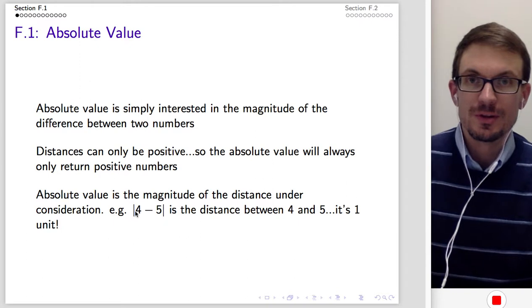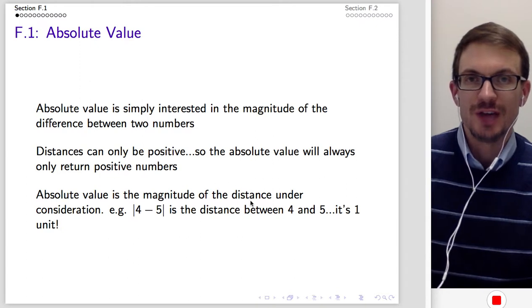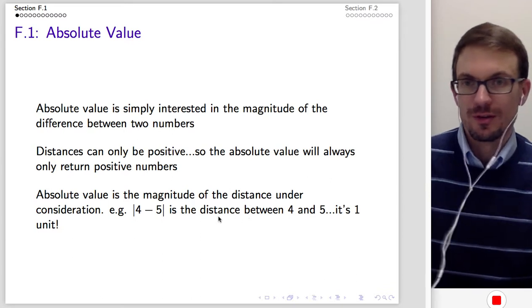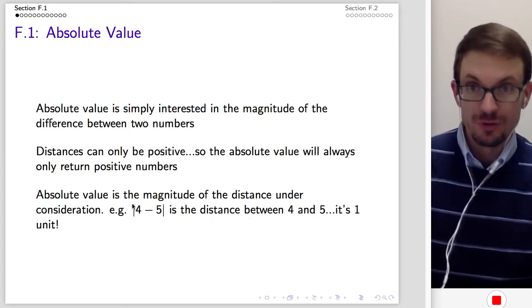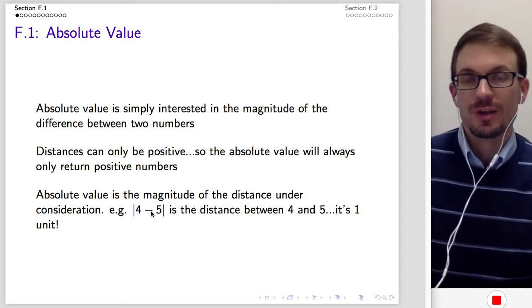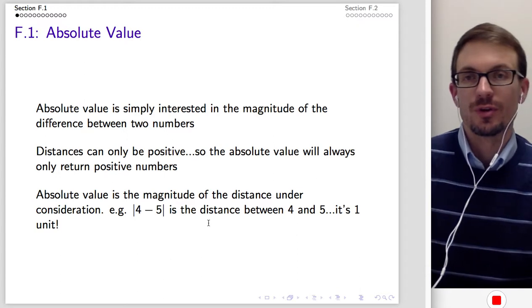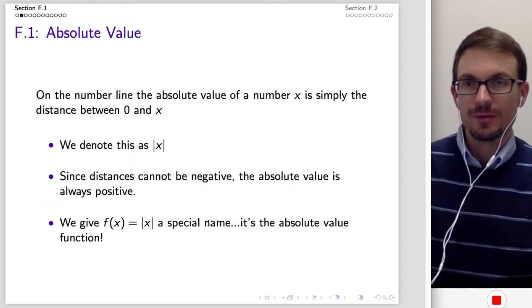So for instance, the absolute value of 4 minus 5: the interpretation here is the distance on the number line between the number 4 and the number 5. That distance is 1 unit, therefore we say the absolute value is 1. Now, of course, doing the subtraction, that's going to be a -1, but since we're interested in the actual distance, we're going to convert that -1 to a +1.